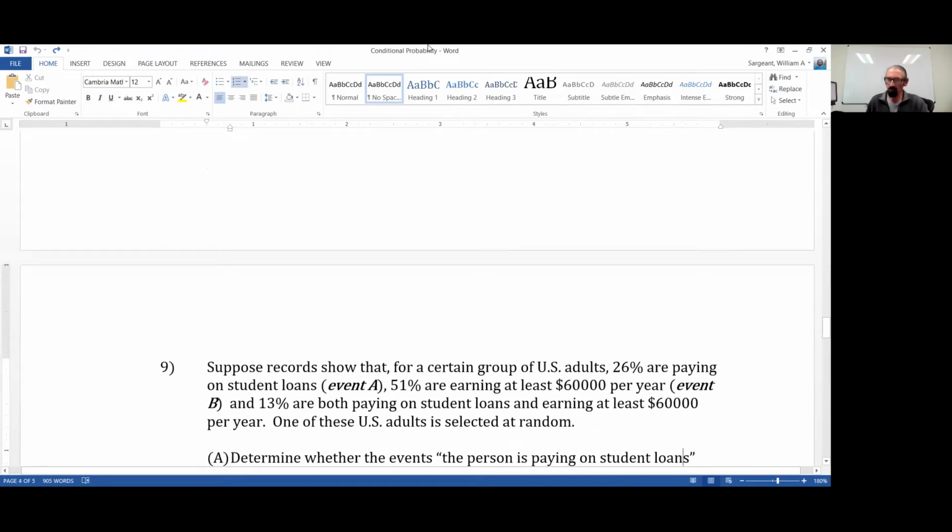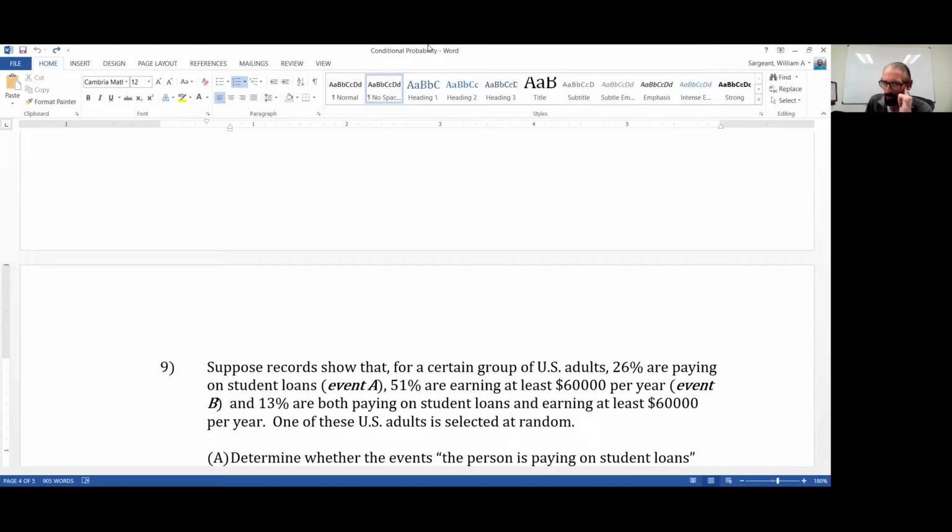This is going to serve as a little bit of a review. Suppose records show for a certain group of U.S. adults, 26% are paying on student loans. Call that event A. 51% are earning at least $60,000 per year. Call that event B. And 13% meet both of those conditions, both that they are paying on student loans and earning at least $60,000 per year.